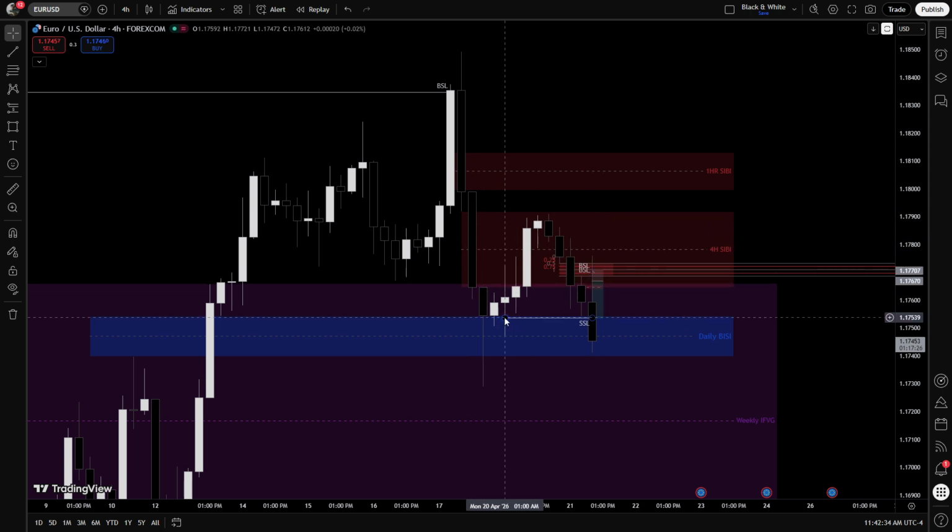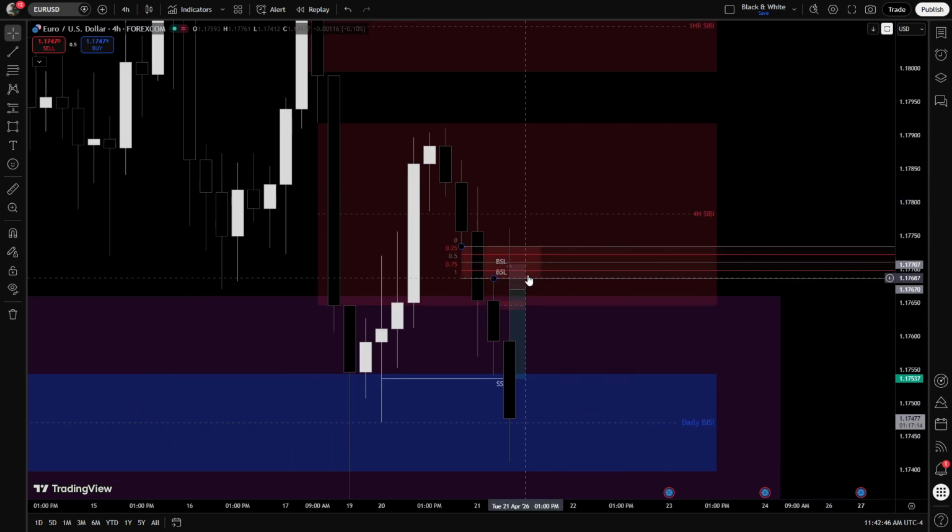So the drop became lower to this low, and there are equal lows over here. So the market came down, made equal lows, and then went back up. And this was the time for the New York session. So I noticed that there is this 4 hour fair value gap, right? And this is the measurement of the 4 hour fair value gap.